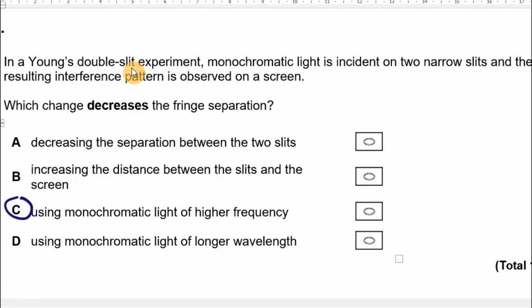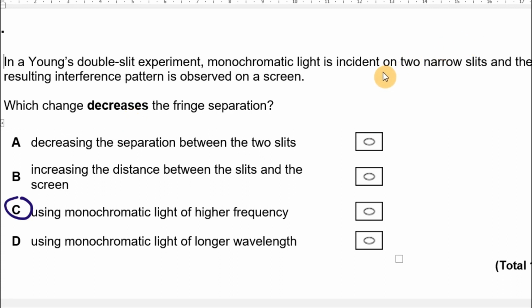So in a Young's double-slit experiment, monochromatic light, that means light of one wavelength, is incident on two narrow slits, and the resulting interference pattern is observed on a screen. Which change decreases the fringe separation?